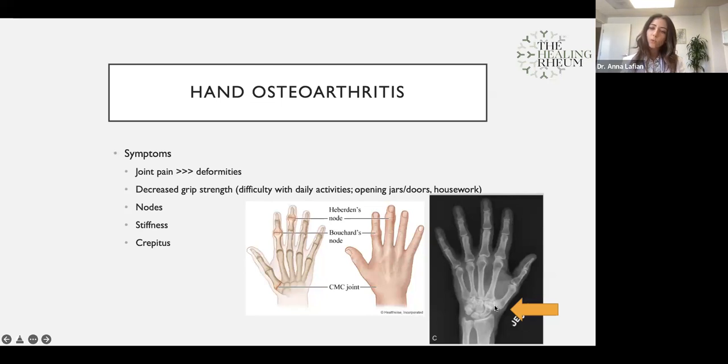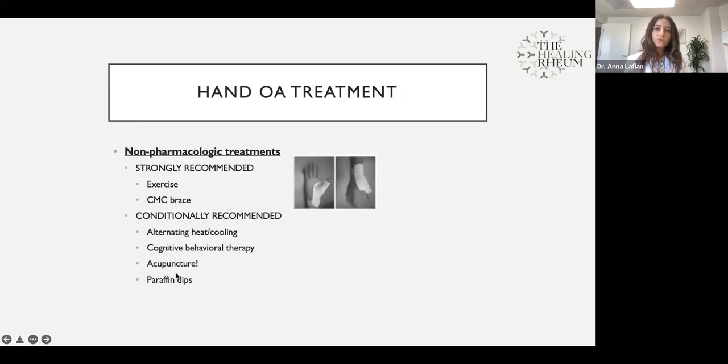So you see a more white area, and that's evidence of CMC, which is carpal metacarpal osteoarthritis. That would be around here. Again, you can get stiffness in the hand and you can get crepitus, that same creaking, cracking, grinding sensation in the joint. And so what are the non-pharmacologic treatments that are strongly recommended?